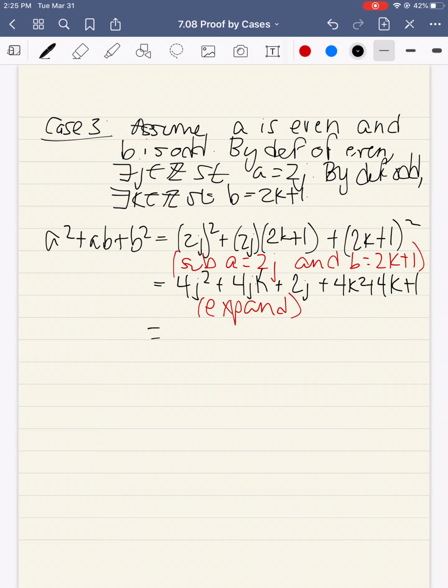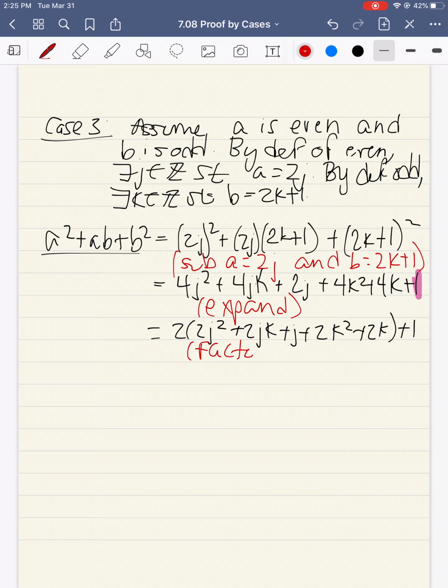And so now, we only have 1 plus 1, and there's nothing else to simplify, so we can go ahead and just factor out our 2. Leaving this plus 1 out, since we're trying to show that this expression is odd, we need a plus 1. And then we can go ahead and sub in m for this expression here.